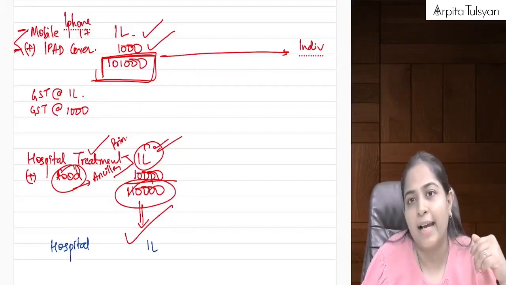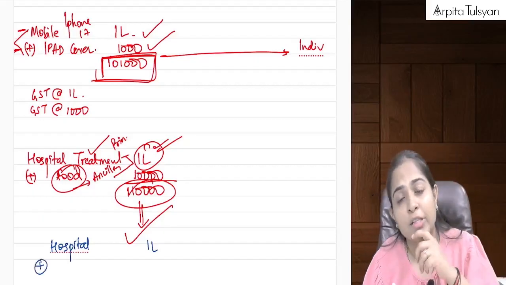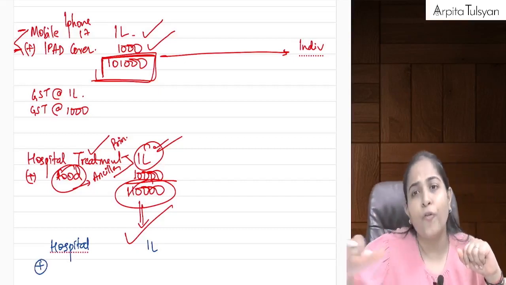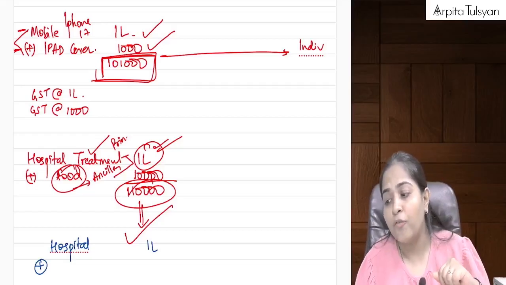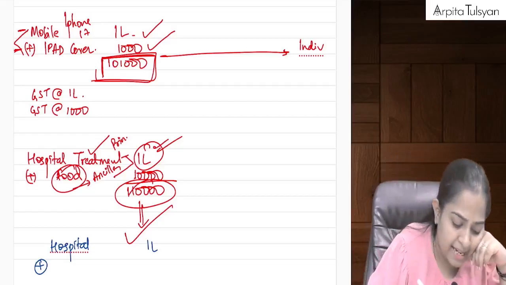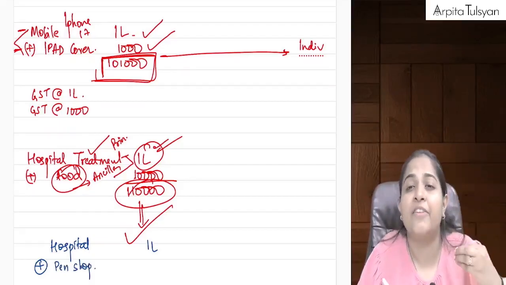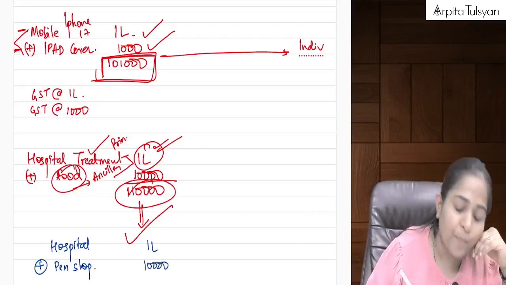Now listen. There was a person who got admitted in the hospital. Hospital bill was 1 lakh rupees. It was a 5-star hospital. Nowadays hospitals are also 5-star, 7-star. On the ground floor of the hospital, there were certain shops. And let's say there was a pen shop, and I purchased a very costly pen of rupees 10,000.